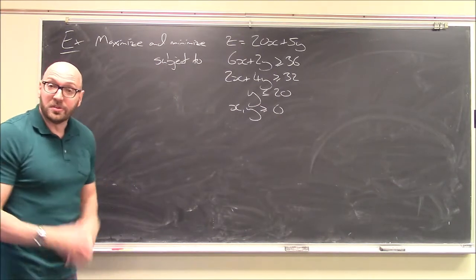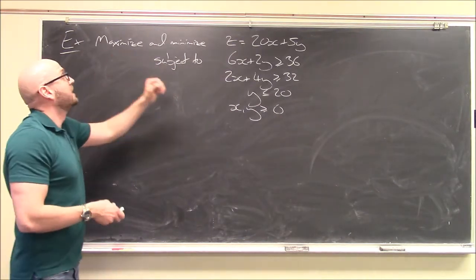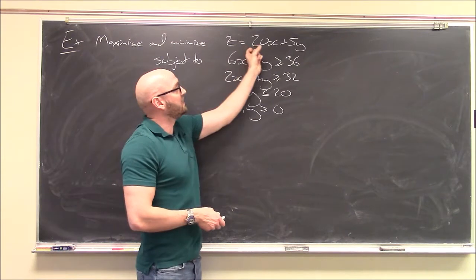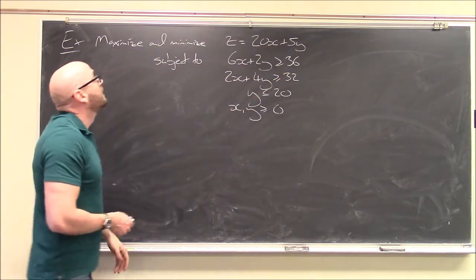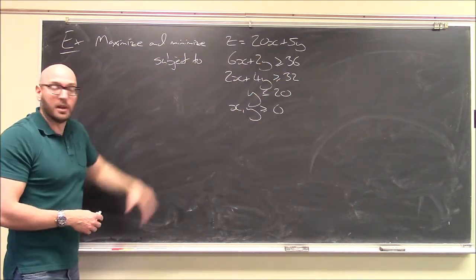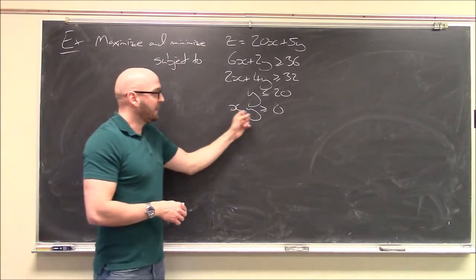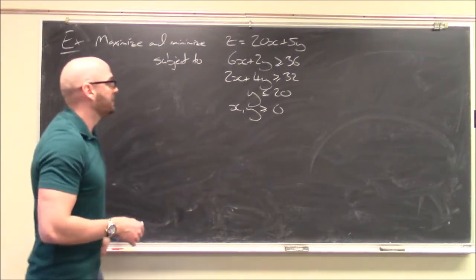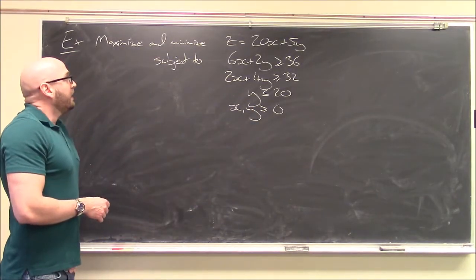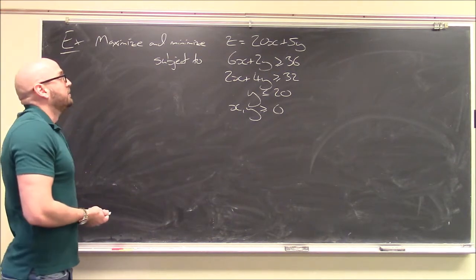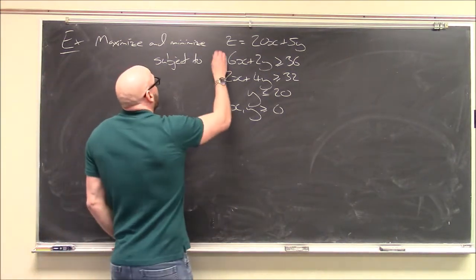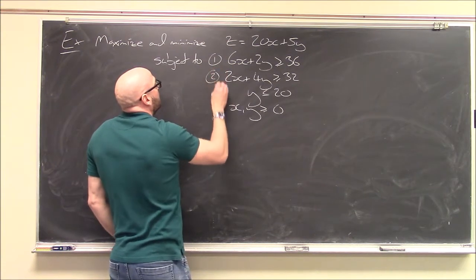Alright, so here's our example. Standard linear programming problem. Maximize or minimize the following objective function, z equals 20x plus 5y, subject to this system of linear inequalities. And again, my system has the non-negative constraints, x and y have to be bigger than or equal to 0. So step number 1, understand the feasible region. We need to go ahead and graph all of this stuff.